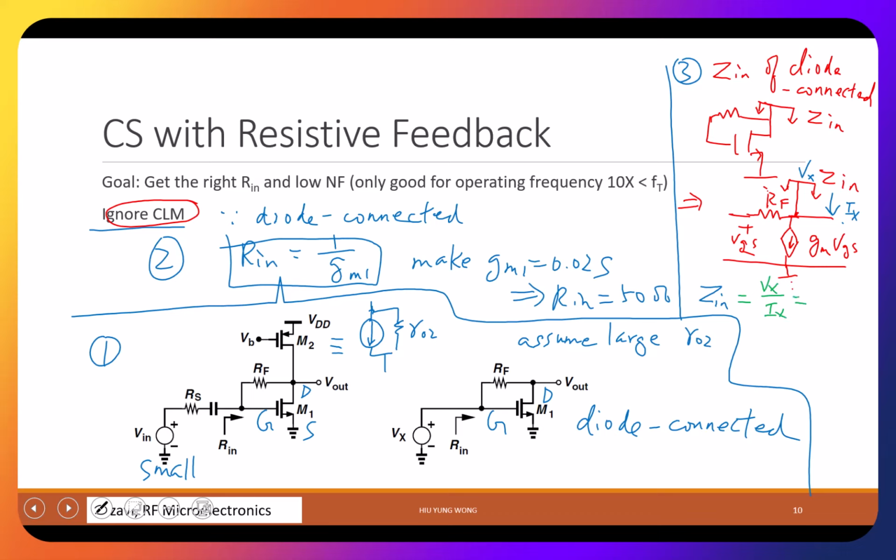But Vx is just equal to VGS. Do you agree? Just Vg. Vx is this point, equal to Vg. Do you agree? Isn't it that with RF, Vx is equal to Vg? Is there any potential drop across the RF? This point is Vx. This point is Vg. Why is Vx equal to Vg?